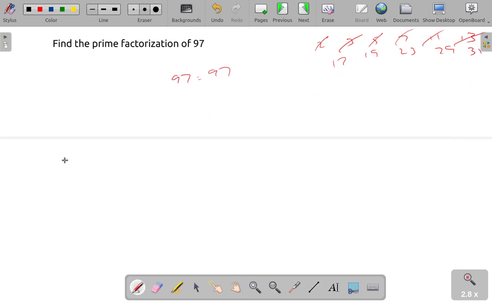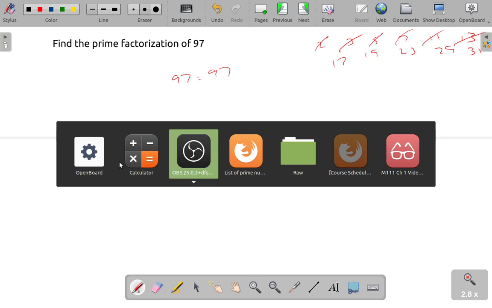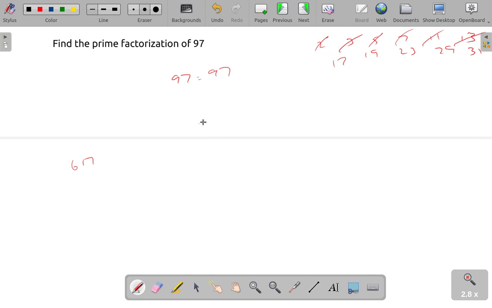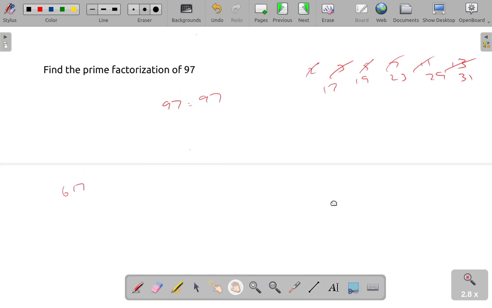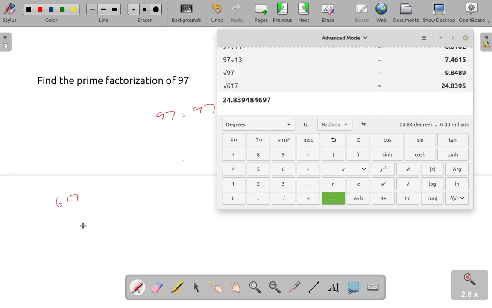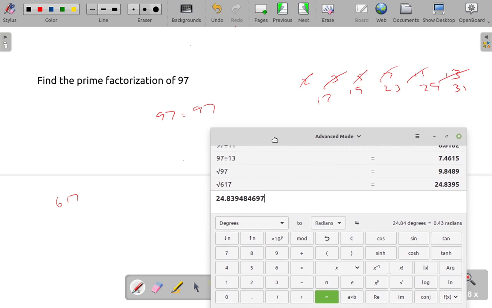Let's try 617. This is a fairly large number, but I'm going to do the same sort of process. But to figure out where I can stop, I'm going to first figure out what is the square root of 617. Square root of 617 is 24.8. So the second my numbers start getting bigger than 24.8, I would conclude that I don't need to go any further.